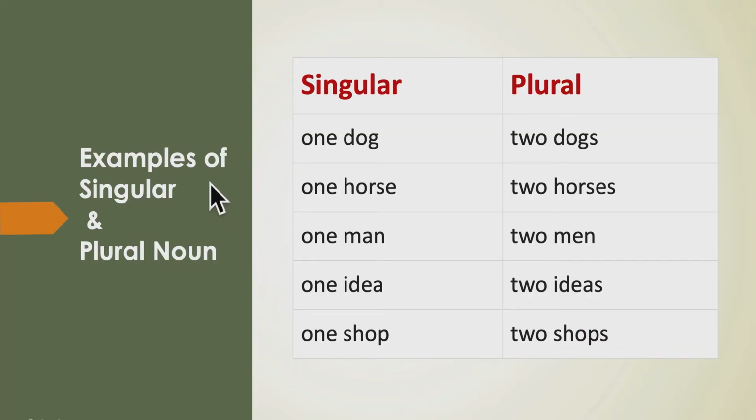Examples of singular and plural noun. Look at singular and plural. We have 1 dog, 1 horse, 1 man, 1 idea, 1 shop. We have the examples of plural. In plural form we have 2 dogs, 2 horses, 2 men, 2 ideas, 2 shops. We move on to the next.